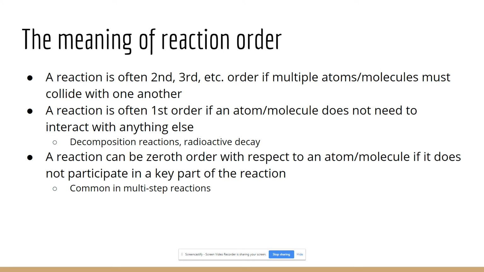A reaction is typically going to be first order if, for example, an atom or molecule doesn't need to interact with anything else, so that would be like a decomposition reaction, or radioactivity, which is nearly always first order. And then a reaction could be zeroth order if it doesn't participate in a key part of the reaction. So in the reaction we were just looking at, P4 probably didn't participate. Let's just say if it was a 3-part reaction and it was the second step that was the slowest, P4 just wasn't a part of that slow step. It doesn't mean that it's not important, it just doesn't affect the reaction rates.